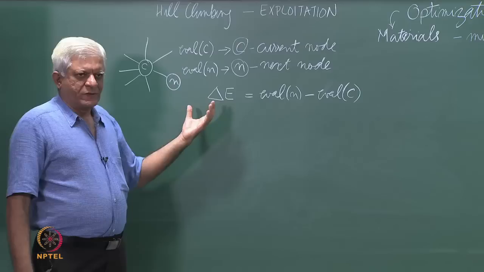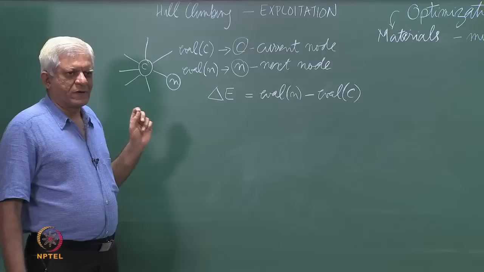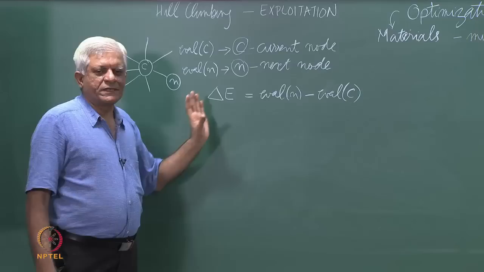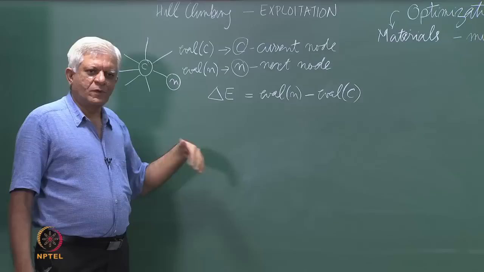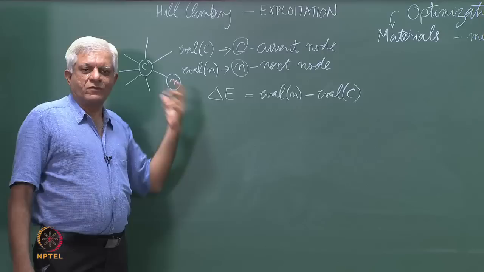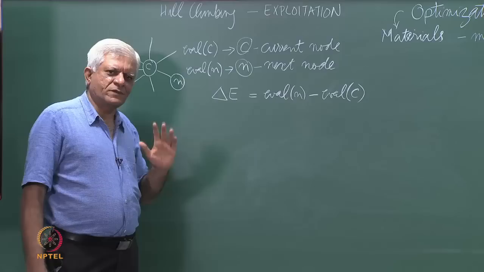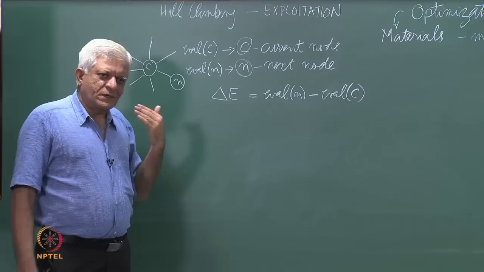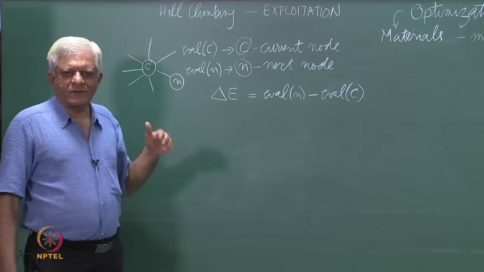So, the function that we will use for computing this probability will be a function of delta E and one more parameter which we will use to control how this delta E influences the probability. So, we want two things, that delta E should influence the probability, and secondly we want to control how delta E influences probability. Did anyone give a thought to this function?